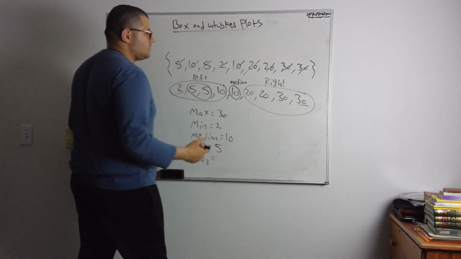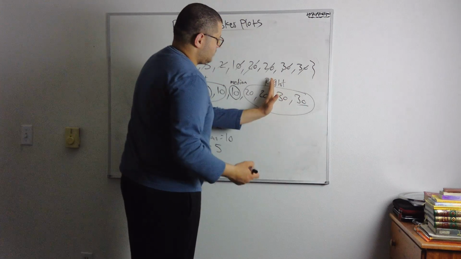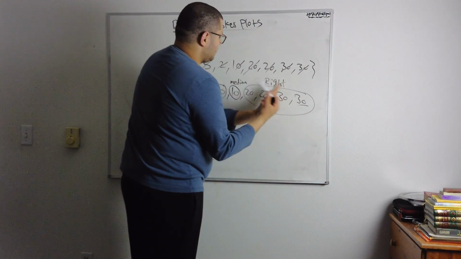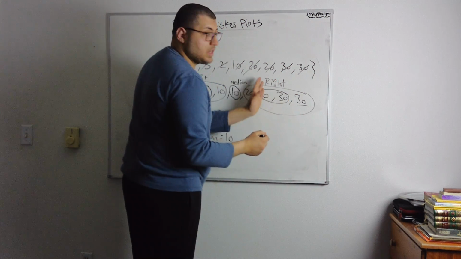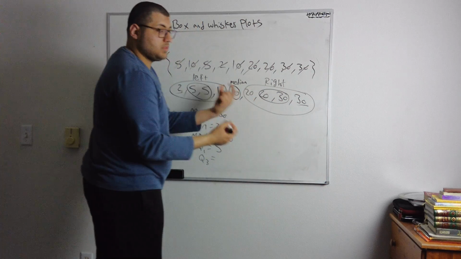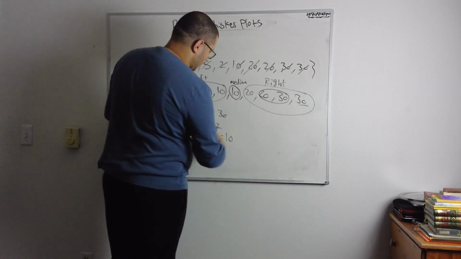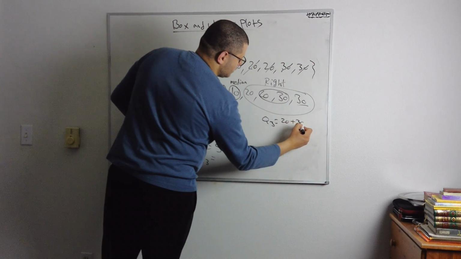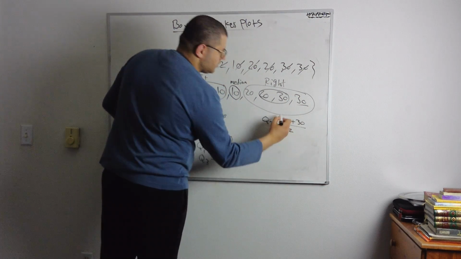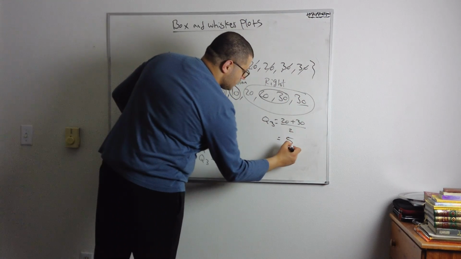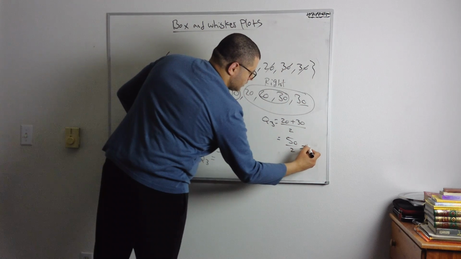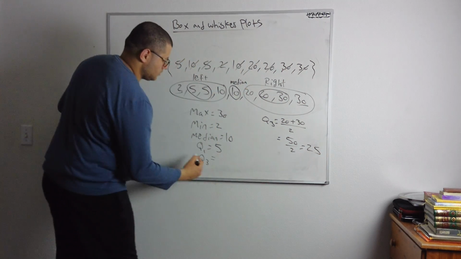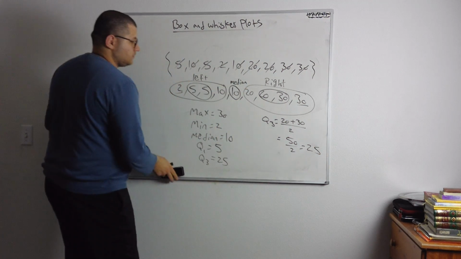Now let's look here in this data. Same scenario. We have to pick the middle 2 numbers and add them to then divide them by 2 to find the median, or quartile 3. So quartile 3 will equal 20 plus 30 over 2. What's 20 plus 30? That's 50. 50 over 2 is 25. So quartile 3 is 25.